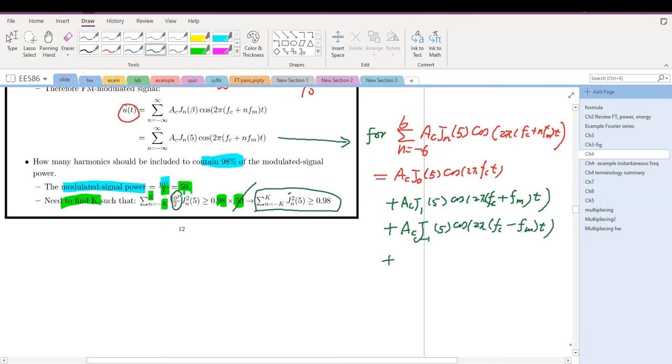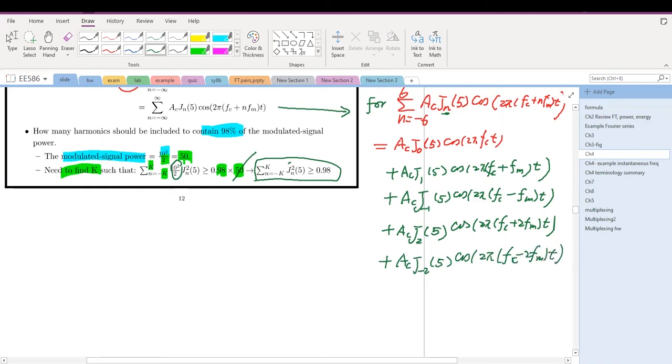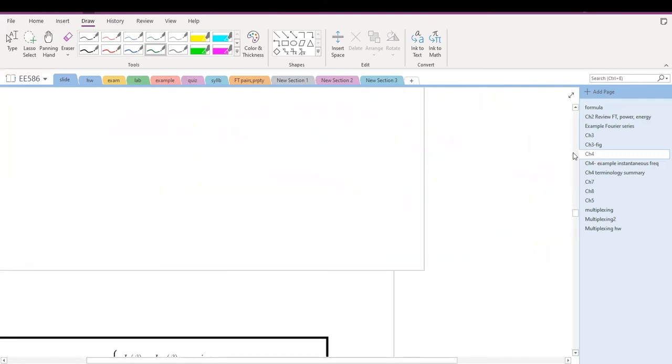And when n equals 2, we have Ac J2, because this is the subscript n, and beta always equals 5, cosine 2 pi (fc plus 2 fm) t. And when n equals minus 2, J minus 2(5) cosine 2 pi (fc minus 2 fm) t. And then I'm not going to write out all of them.